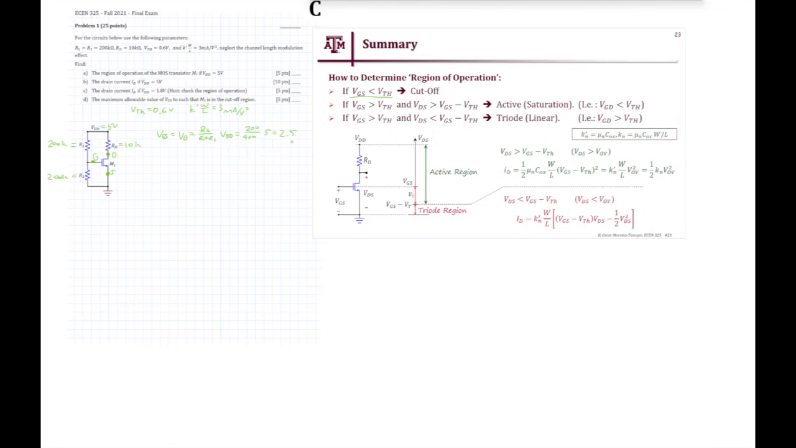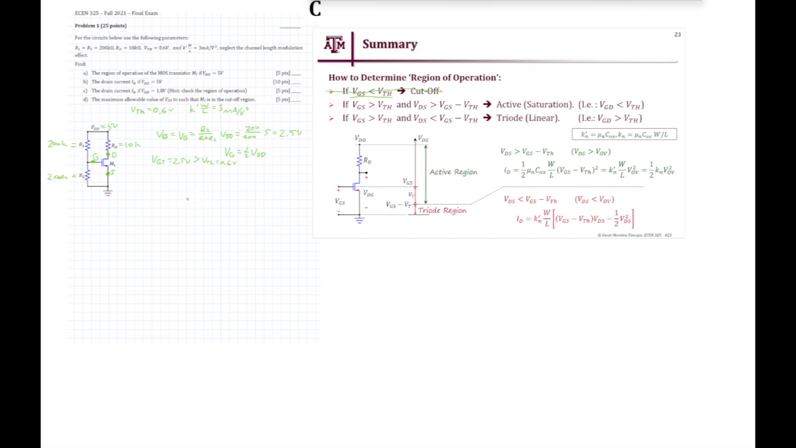And I'll write that equation because that will be useful for later. So our VG is equal to 1/2 VDD. In this case, it is equal to 2.5 volts. Since our VGS, which is 2.5 volts, is greater than our VTH, which is 0.6 volts, this means that we are not in the cutoff region, because VGS is greater, not less than VTH.